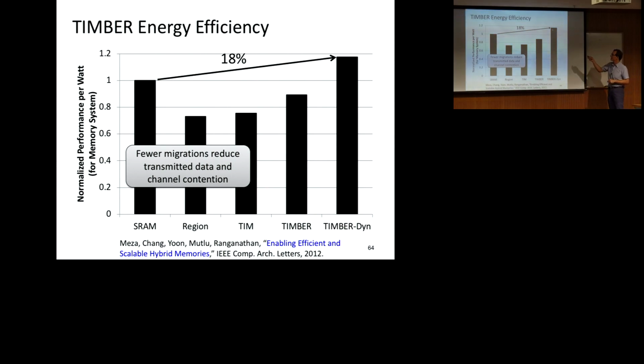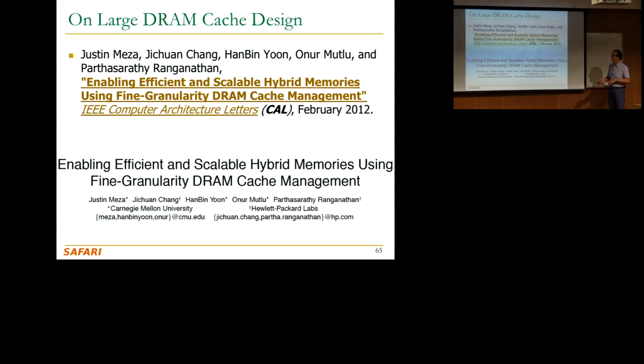Actually, dynamic granularity helps energy efficiency significantly because that reduces your data movement a lot. As opposed to always moving 4 kilobyte blocks, you sometimes move 64 bytes, sometimes 256 bytes, sometimes 4 kilobytes, right? Depending on your locality. Okay, so this is the paper that I mentioned.